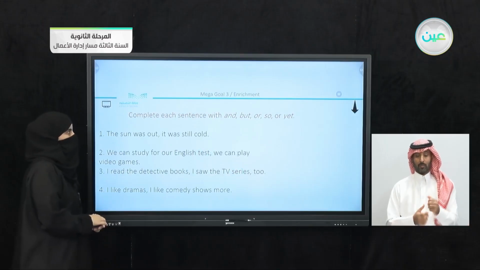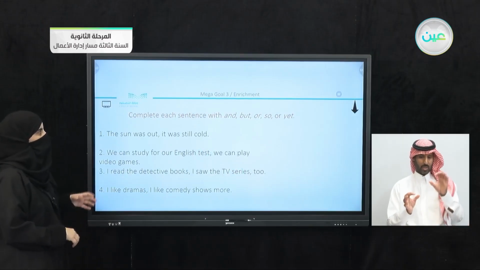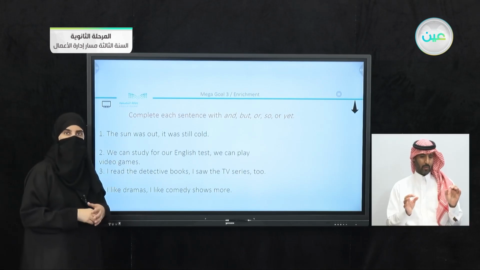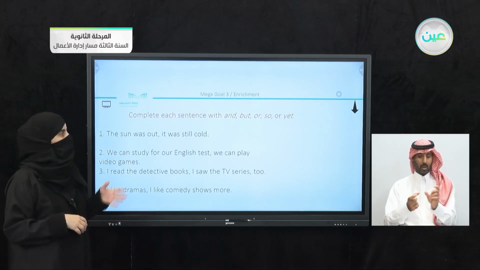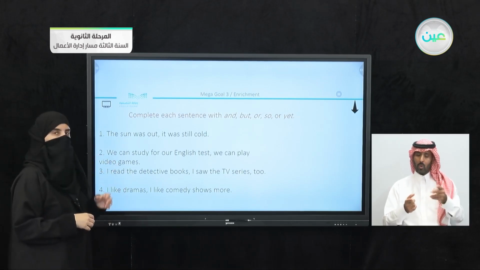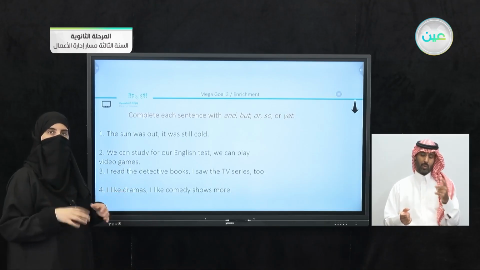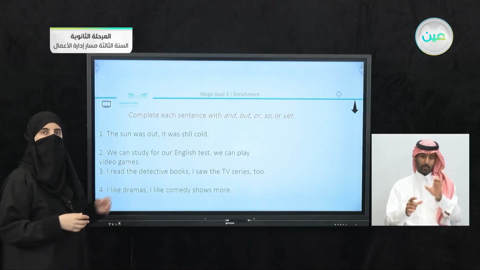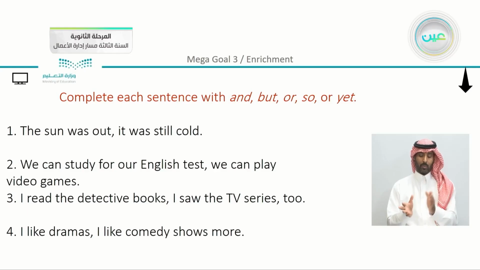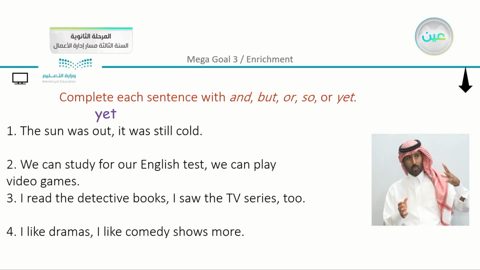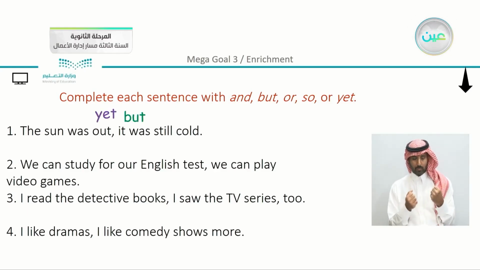Another task that we have here is to complete each sentence using a coordinating conjunction. We have here and, but, or, so, or yet. And sometimes you can use 2 choices. You can use either this one or this one. So we're going to see. We have here the sun was out. We can say yet it was still cold, or we can say but it was still cold.